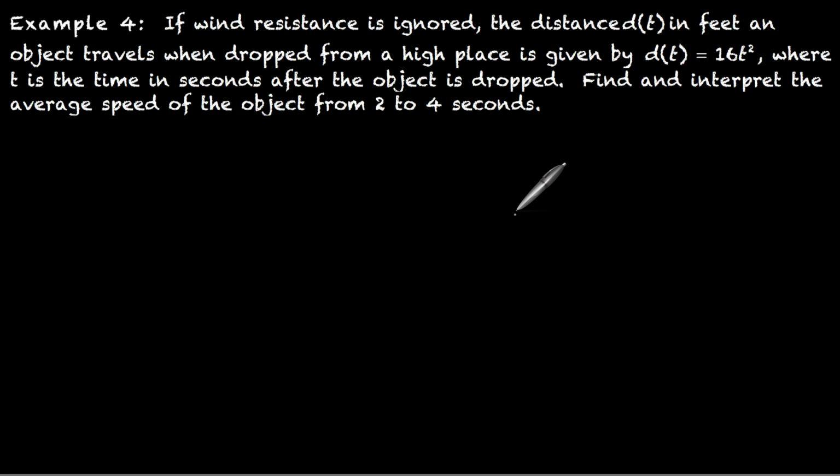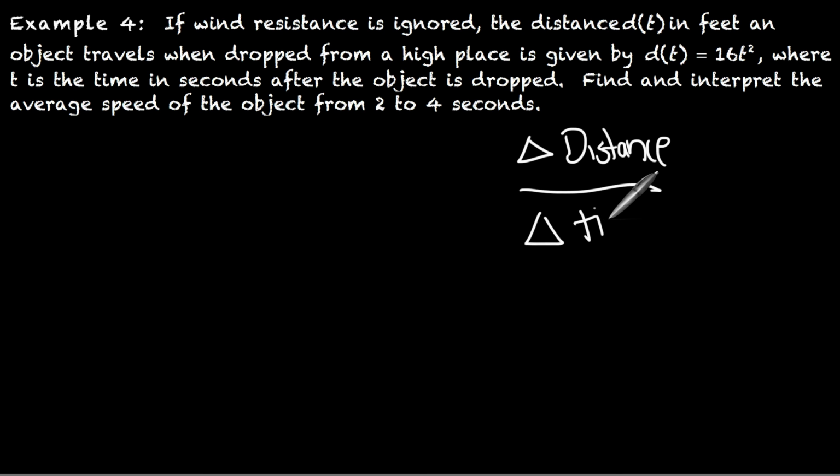Okay, so the final example on these notes is, let's say we have an object that is dropped from a high place, and this formula represents the distance that it has traveled. Well, we want to find and interpret the average speed of the object from 2 to 4 seconds. So average speed is going to be the total change in your distance. That delta means change. Change in your distance divided by the change in time, right?